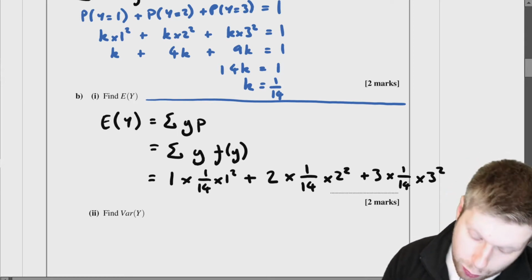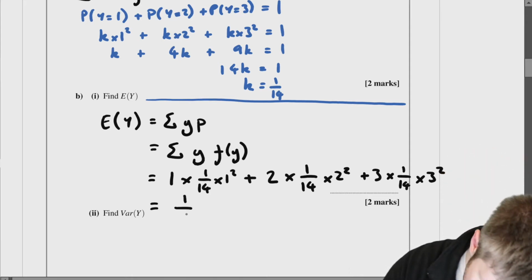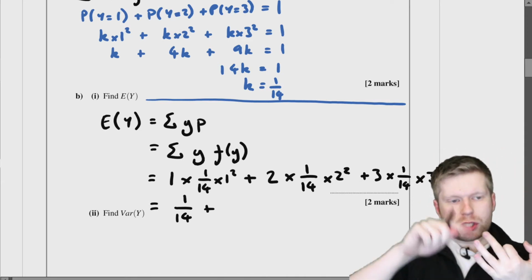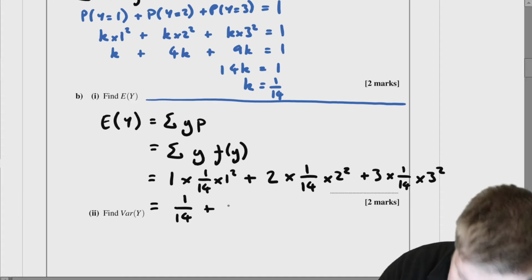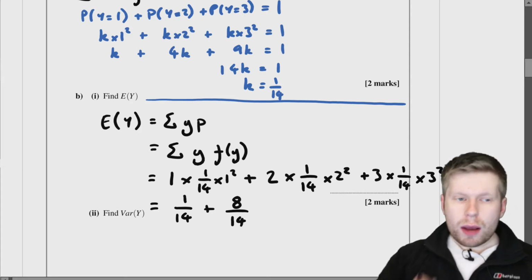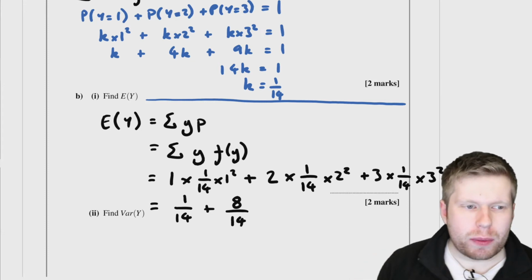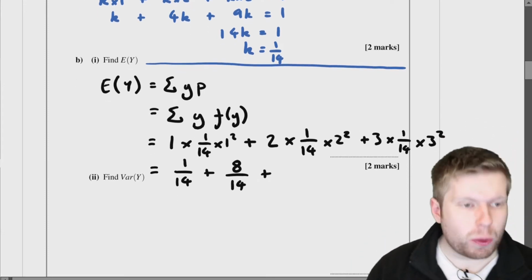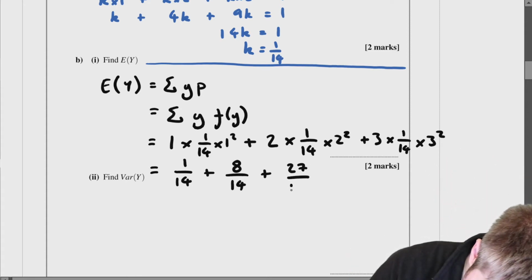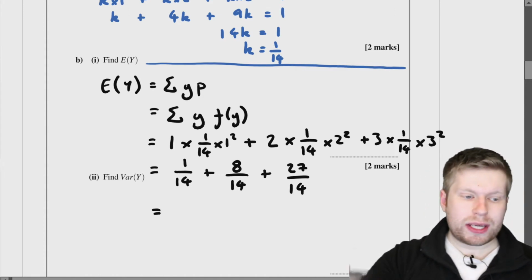So let's tidy this up. Let's see what we've actually got here. Okay, 1 times 1/14 times 1 squared is just 1/14. Then 2 times 1/14 times 2 squared. Well, 2 times 2 times 2 is 8. Times that by 1/14, that's going to be 8/14. Now, you could simplify that to 4/7 if you wanted to, but I'm going to keep it as over 14ths because I'm going to add all these things together later on. So it makes sense to keep the denominator the same. And then finally, 3 times 1/14 times 3 squared. Well, 3 cubed is 27, so it's going to be 27/14. So now if I tidy this up, I get 1/14 plus 8/14 plus 27/14.